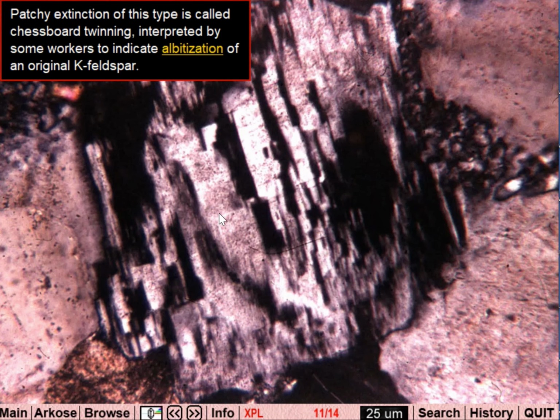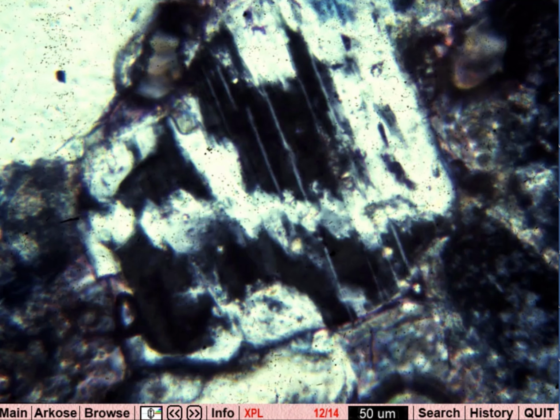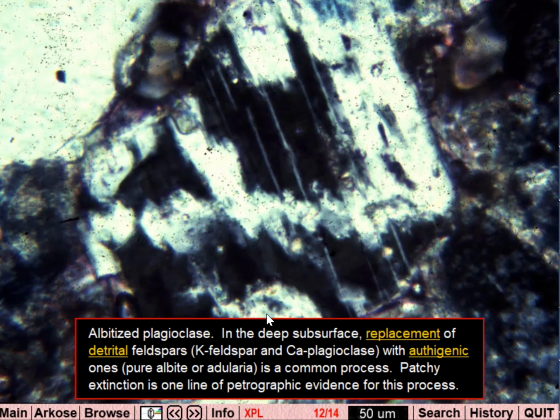Chessboard twinning, we're having our original potassium feldspar instead have sodium switch into the feldspar structure, and that sodium is giving us the chessboard twinning. Here in XPL, we can now see that the newly grown albite feldspar, or albitization, gives us nice twinning, whereas the older K-spar is just sort of this skeletal effect.